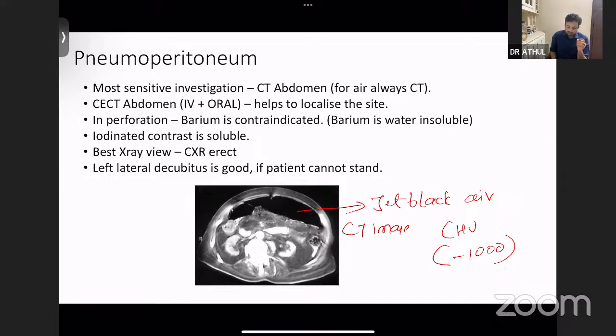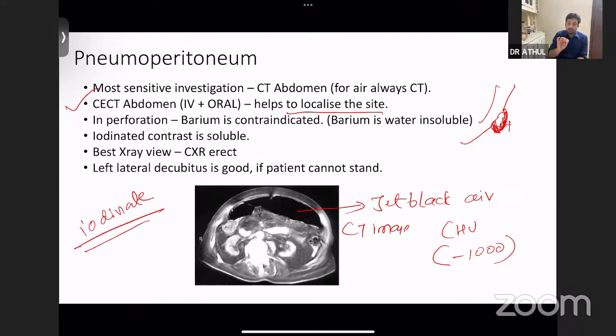If you are going to take CT, it is always better to do CECT abdomen with IV and oral contrast, because if there is a perforation in the stomach like this, there will be contrast pooling and extravasation in the region. So we will be able to find the area of perforation also. That will help to localize the site. Always remember, always give iodinated contrast because it is water soluble.